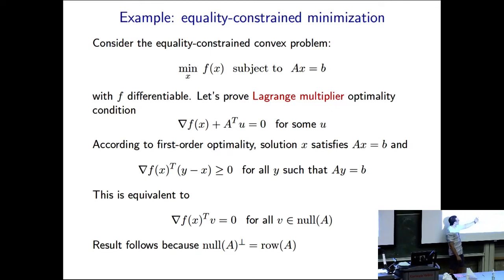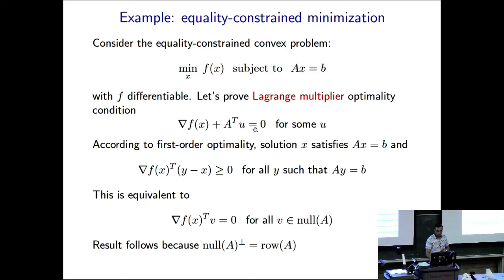So this means that I must be able to write grad f as, let's say, minus A transpose u for some point u, which gives us this condition up here. I talked through that kind of quickly. It was just an application of a bunch of, hopefully, familiar linear algebra that shows that rewriting this condition leads to this condition: grad f of x plus A transpose u is equal to 0 for some u.